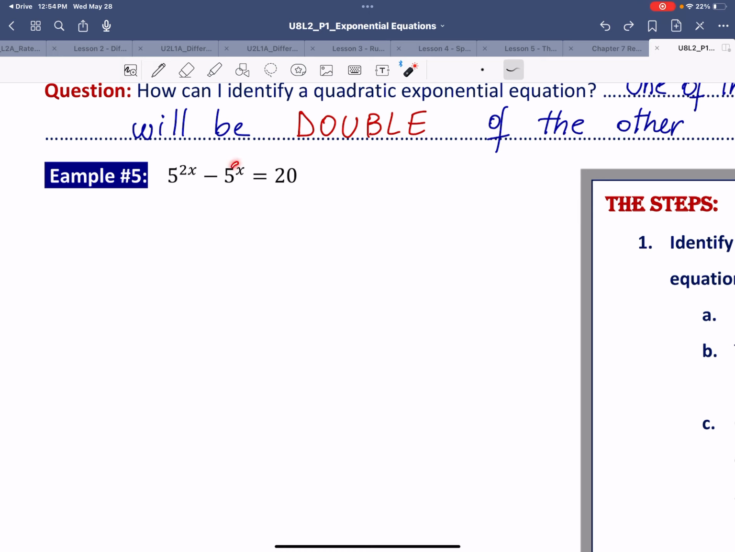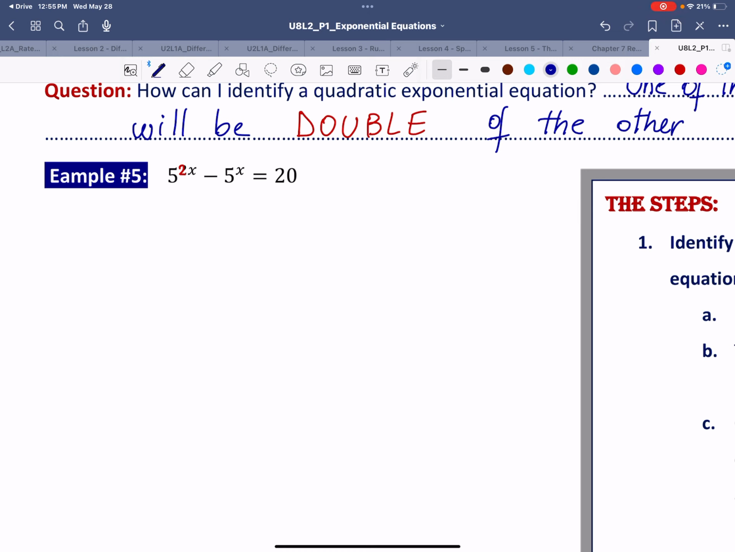Now, if you compare these two exponents, the bases obviously are the same, but you see one exponent is double the other. That's what we mean by saying that one of the exponents will be double the other. So how do we solve this? Well, we solve them as quadratic equations, because they are quadratic equations, and as exponential equations.